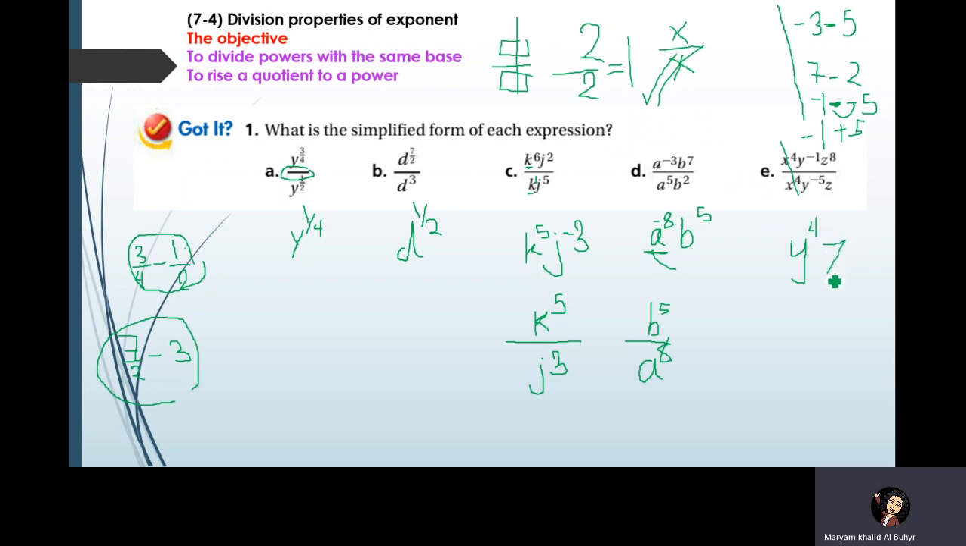Finally, we have z. Z to the power 8 minus 1. Nothing here, which is 1. So that will be 7. This is the idea from this part.